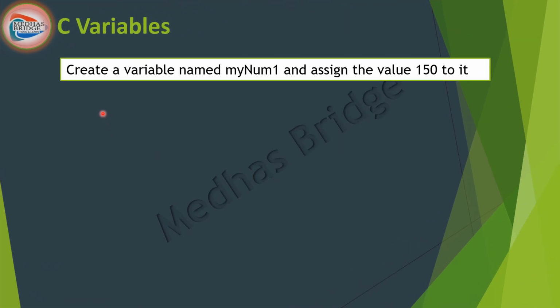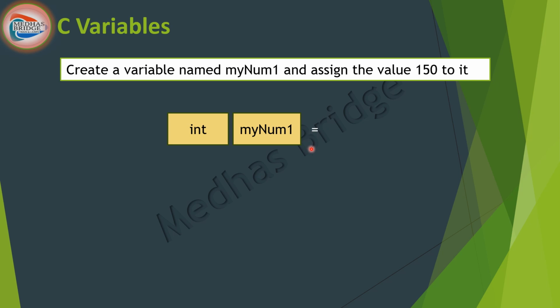Let's try out this one. Create a variable named my num1 and assign the value 150 to it. It's an integer value. So how do you declare? Yes, you have to declare like this. My type is int because I am going to store an integer value. My variable name is my num1, right? And then assignment, so it should be equal, right? And then the value is 150, and this whole statement should end with a semicolon. This is how you have to do it. Clear? Very good.